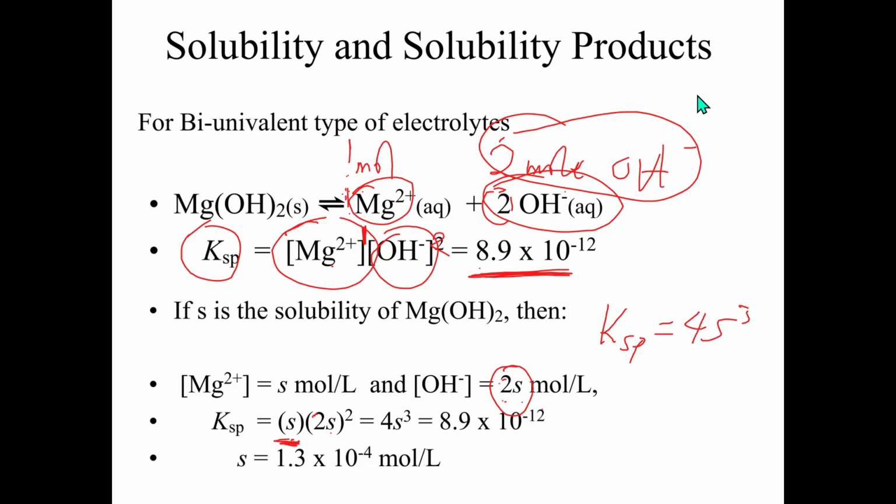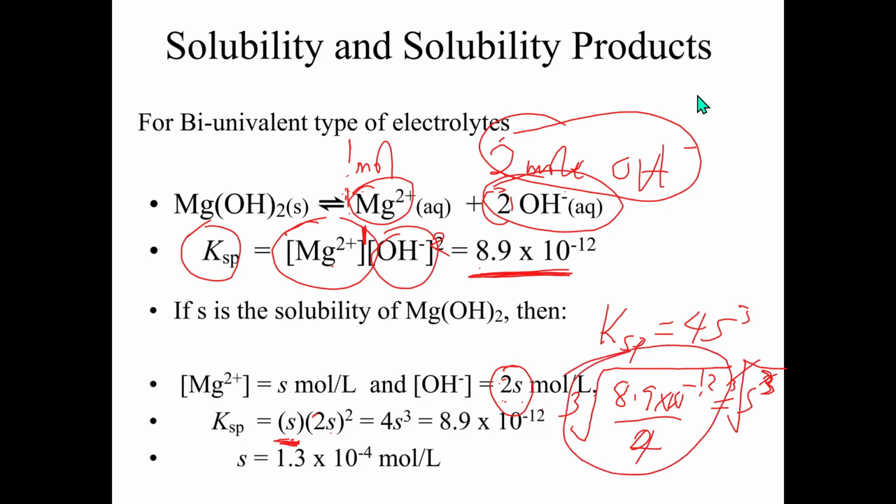So to get S here, because we already have this 8.9 times 10 raised to the power of minus 12, and here is 4, we divide both sides by 4. Then we are left with S raised to the power of 3. We have to make S the subject of the formula, so we take the cube root here and the cube root here. So this one will cancel this. After you press your calculator, we are going to have 1.3 times 10 raised to the power of minus 4 mole per liter. So this is for bi-univalent type of electrolytes.